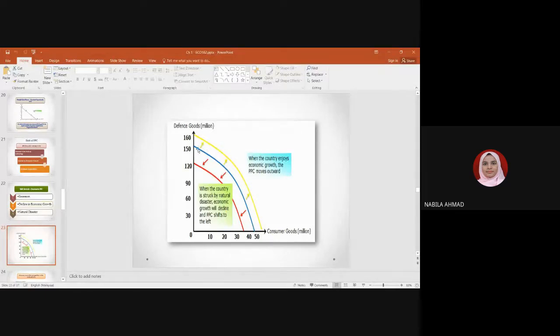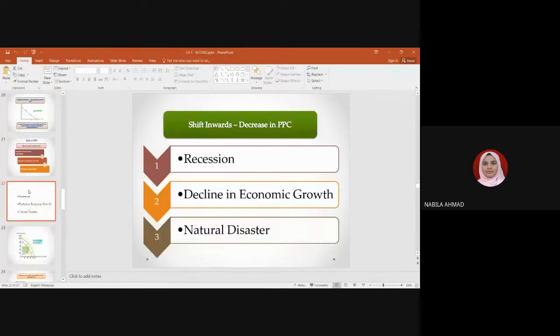Blue curve dia shift kepada yellow curve. So ini maksudnya shift outwards. Maksudnya dia boleh produce more defense goods and more consumer goods. Right? Okay, so what about shift inwards?